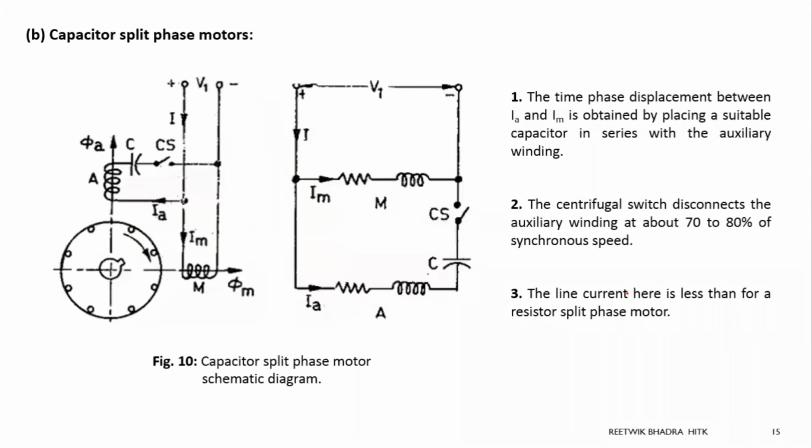And last is the capacitor split phase motor. We had seen we are getting a torque, but we were not getting its maximum value because beta was ranging from 30 to 40 degrees. Now the same procedure is done. What we will do is use a capacitor in the auxiliary winding.